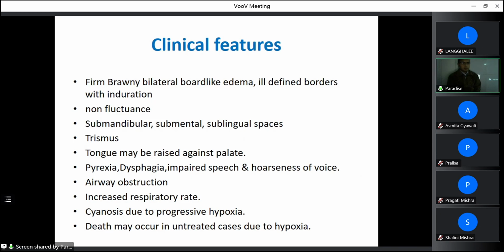Airway obstruction may be present. There is increased respiratory rate due to hypoxia and hypercapnia, cyanosis due to progressive hypoxia, and death may occur in untreated cases due to hypoxia from respiratory obstruction. So in case of Ludwig's angina, death of the patient mostly occurs due to obstruction of the airway. So there is respiratory obstruction.